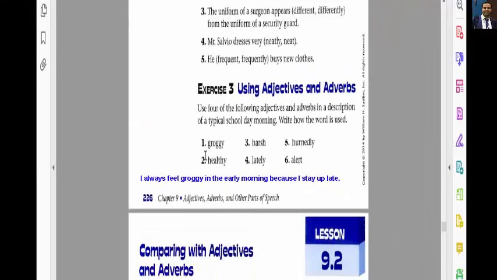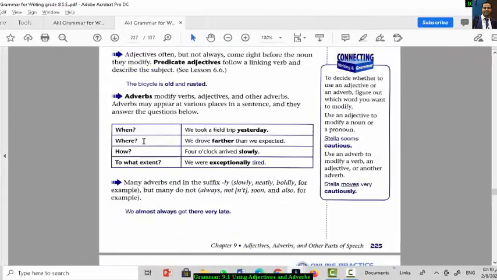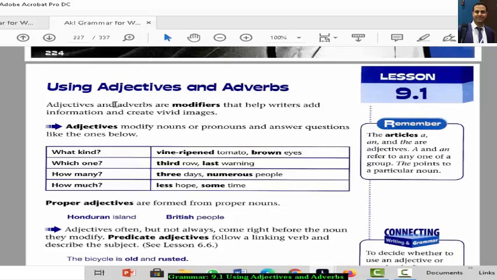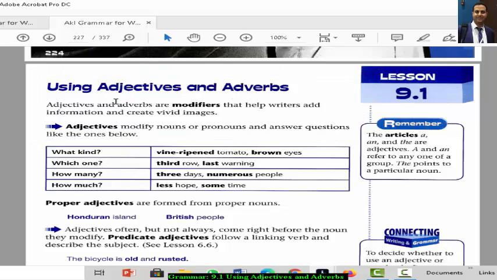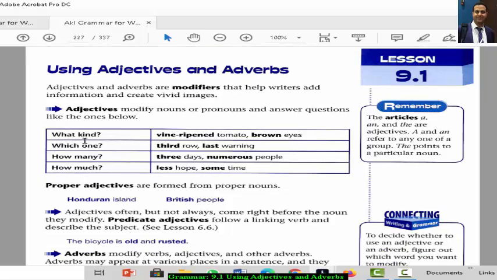And here we come to the end of today's lesson. Today we talked about how to use adjectives and adverbs. We defined adjectives. We also defined adverbs. And we said that an adjective describes a noun or a pronoun. An adverb describes a verb, adverb, or another adjective. We also differentiated between what each one of them answers.